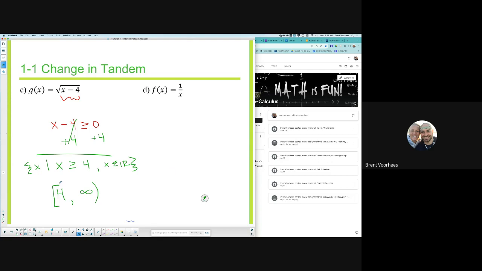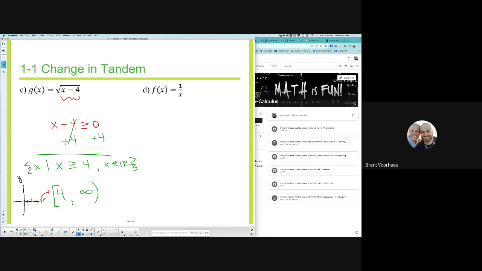If you wanted to graph this, I'm going to do a small graph. What a square root looks like is you go over 4 units: 1, 2, 3, 4. And what a square root does is it curves up to the right like that. That's what a square root looks like. So go 4 units and then it just curves up to the right.